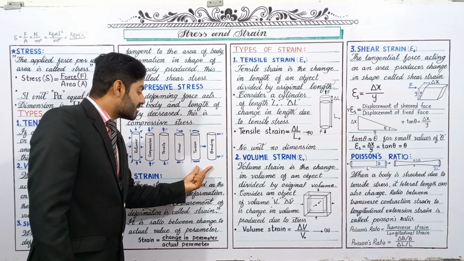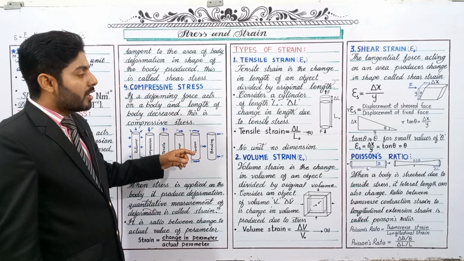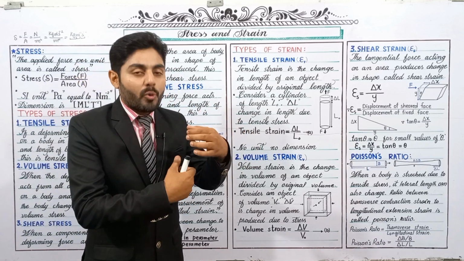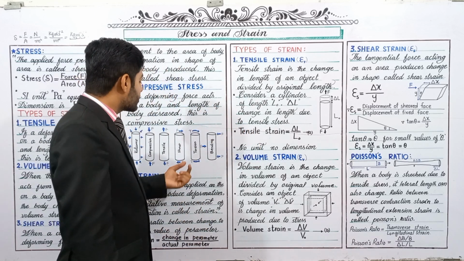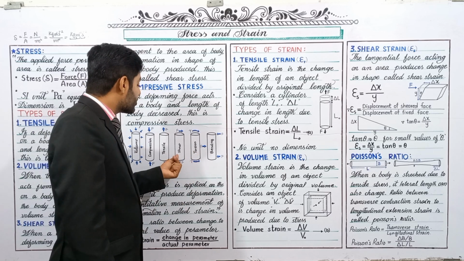And there are two more examples of shear stress. For example, torsion stress: if you move the upper end clockwise and the lower end anti-clockwise, in this way there will also be some change in shape. So that is the category of shear stress.